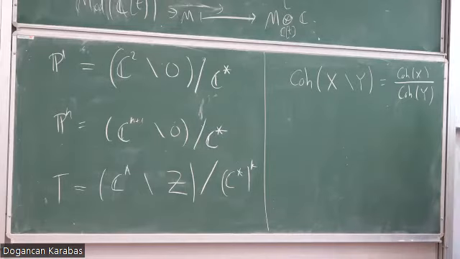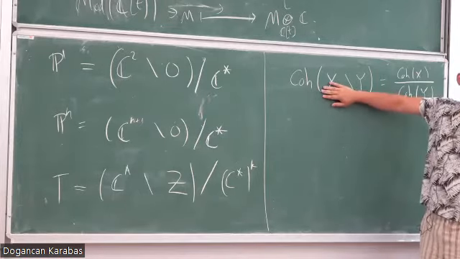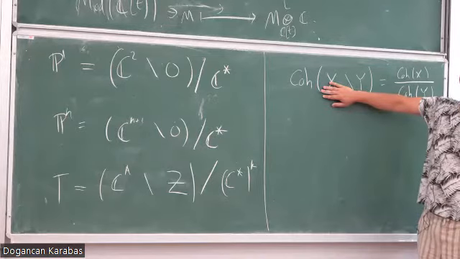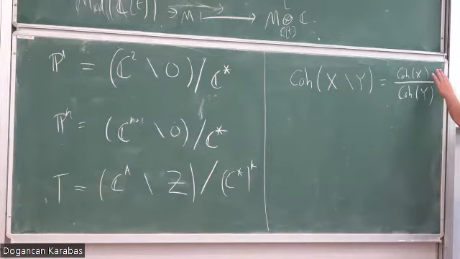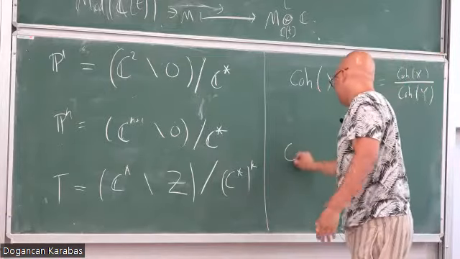I should say this is not very useful for writing this down explicitly. The reason is that it's hard to understand how to take Homs in a quotient category. But to prove things, it's useful. Okay, so this is the first useful fact.